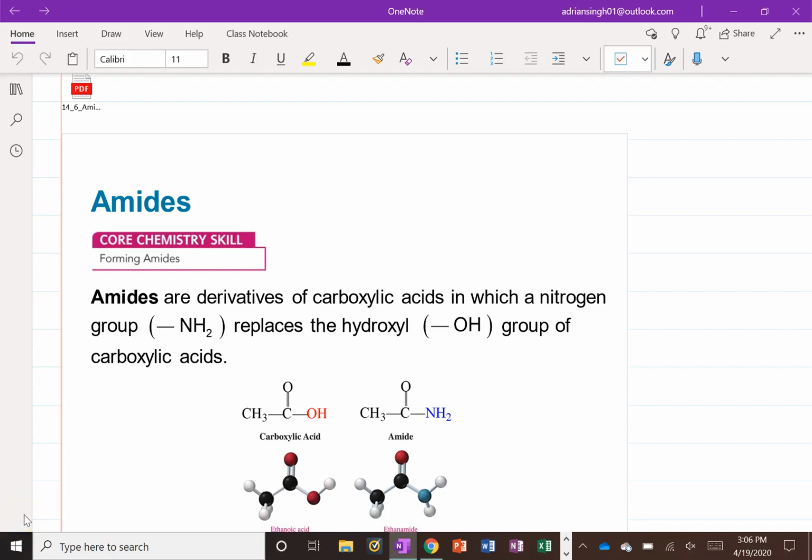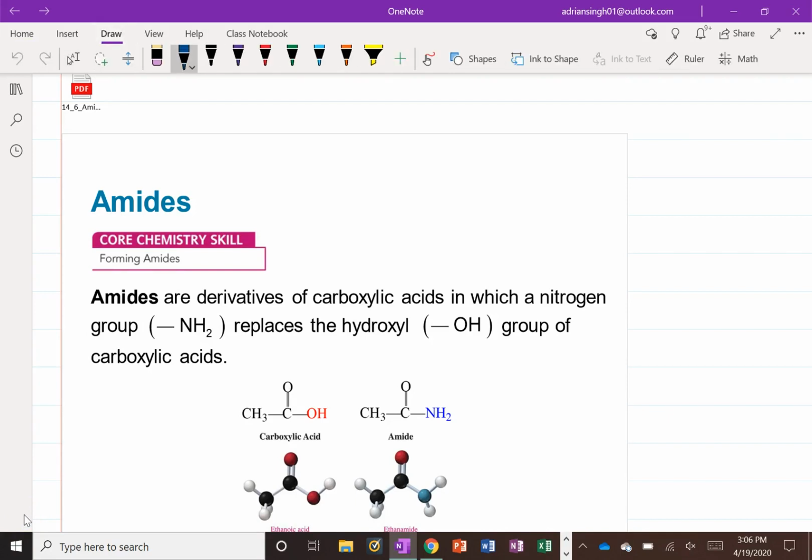All right, so in the last section here of chapter 14, we're going to be taking a look at the second functional group that contains nitrogen in them, and that is the amides. All right, so you can pronounce that a couple different ways.